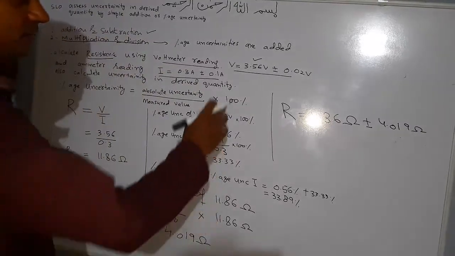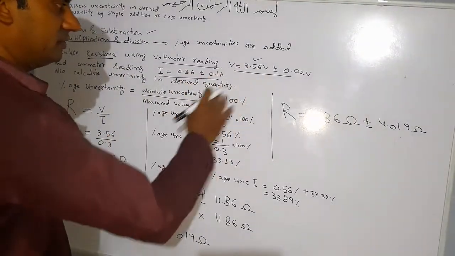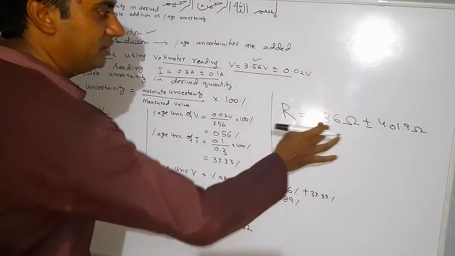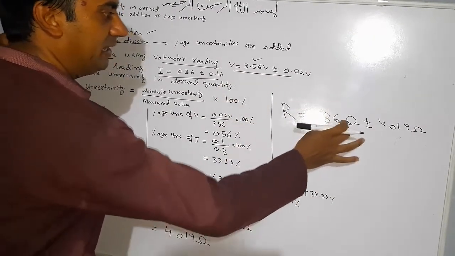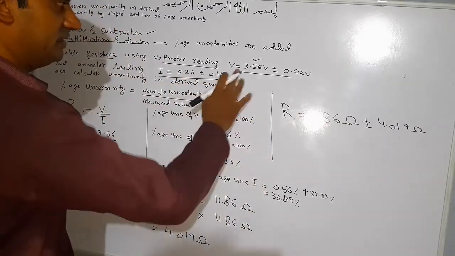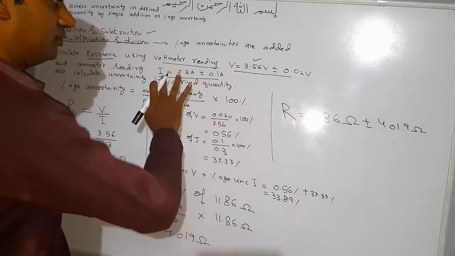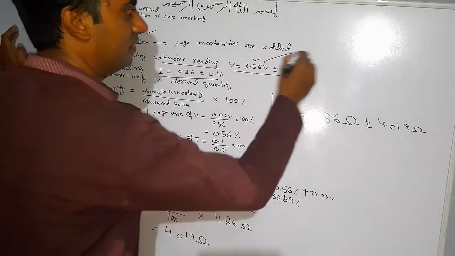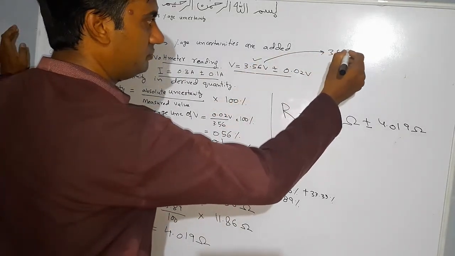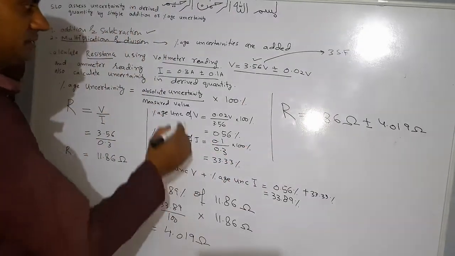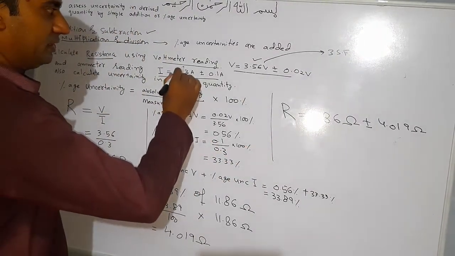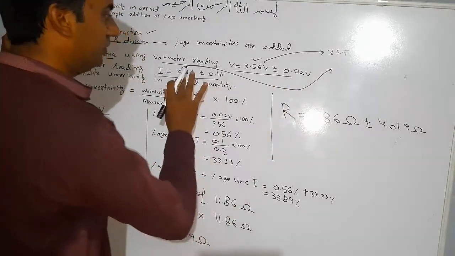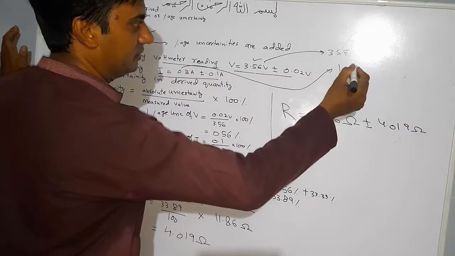See right here, we have two values, the reading and its uncertainty. For dealing with the reading, we have to look at all the readings, for the voltage and for the current. For the voltage we have the reading 3.56. How many significant figures are there? Three significant figures. And for the current, how many significant figures are there? Only one significant figure.